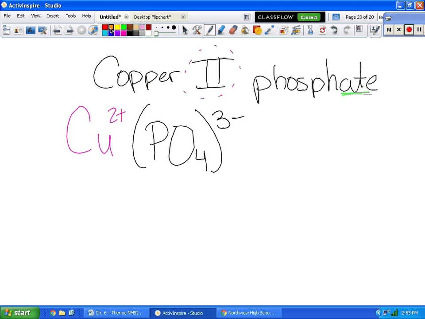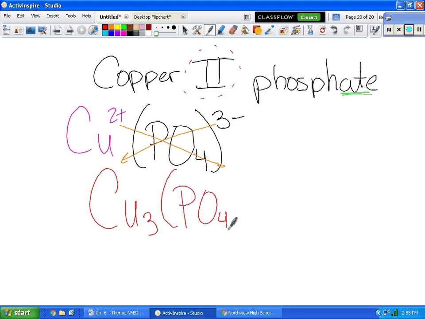Now, when you crisscross these, you've got Cu3(PO4)2. Because it's 8 and 8. It doesn't matter. It's one extra, but the phosphide is PO3.